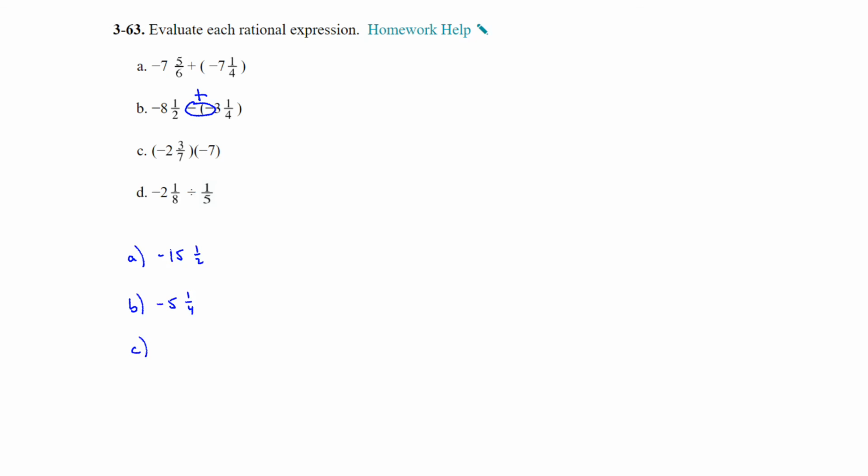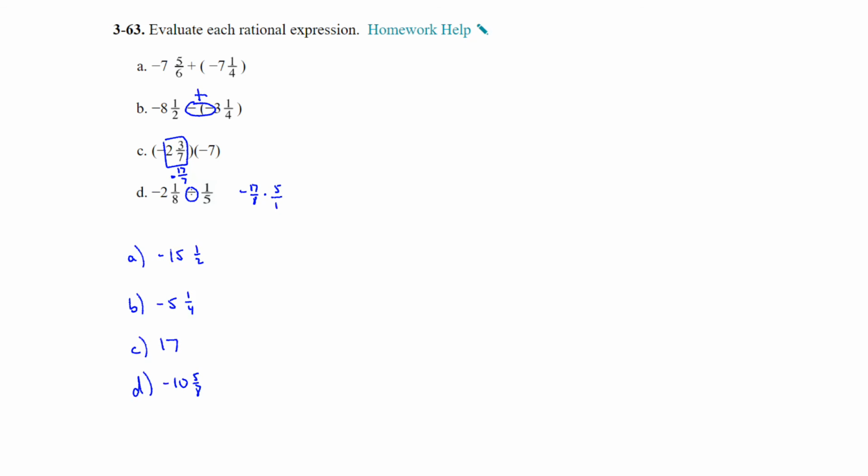On part C, you would want to change the 2 3/7 to an improper fraction. So that'd be 14, 15, 16, 17 over 7. Negative times negative is a positive. And that will give you 17 when you multiply. And then remember on D, when you divide by 1/5, that's the same thing as multiplying by the reciprocal. So it'd be negative 17/8 times 5 over 1. And that is negative 10 and 5/8.